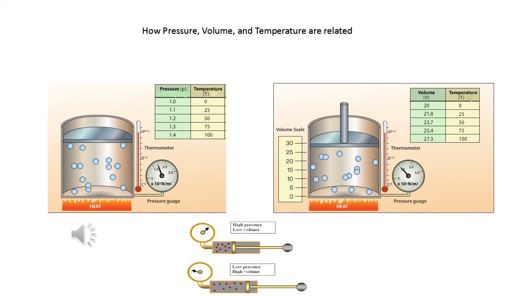Pressure and volume are inversely proportional to each other. What that means is if the pressure decreases, the volume will increase, and if the pressure increases, then the volume will decrease. Volume and temperature are also related. Just as temperature and pressure are proportional, so too are volume and temperature. If the volume increases, the temperature increases, and if the volume decreases, the temperature decreases.